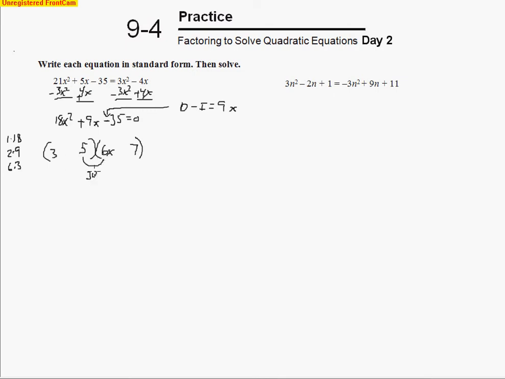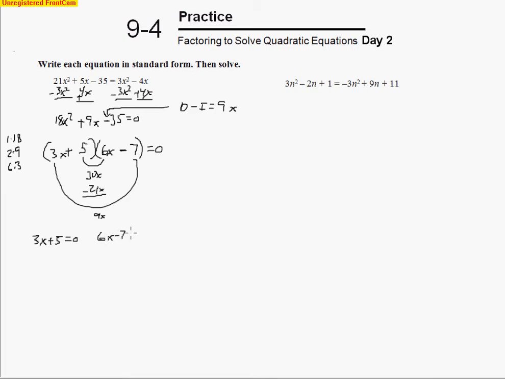You see the 30x and the 21x, those will subtract to make 9x. And so to make it a positive 9, I want 30 to be positive, and I want 21 to be negative. So now I know I have the factoring done right, so I can go ahead and use the zero product property and set the two factors equal to 0.